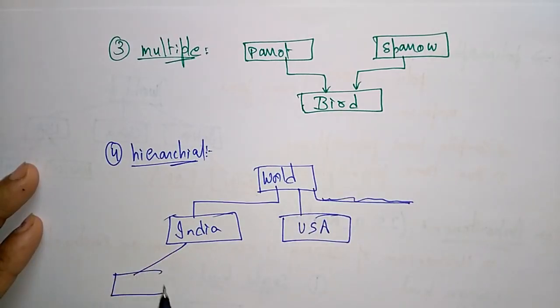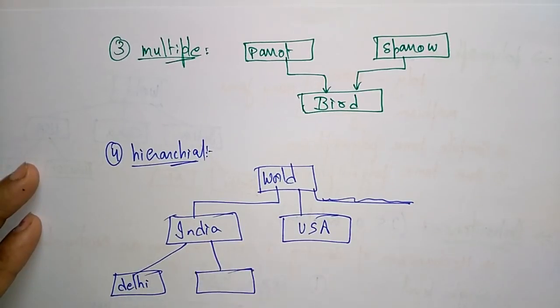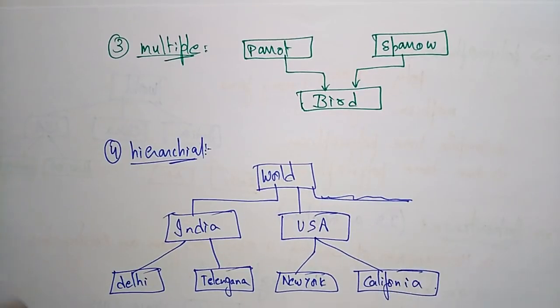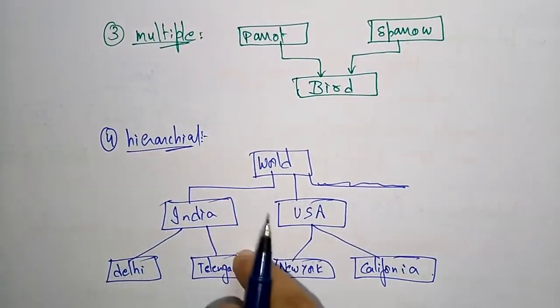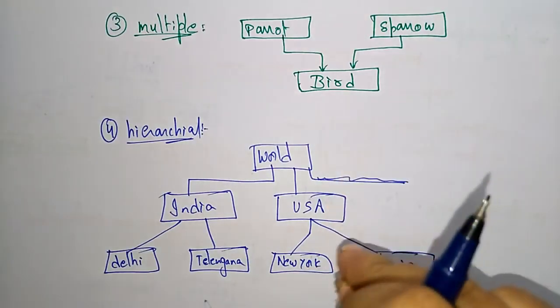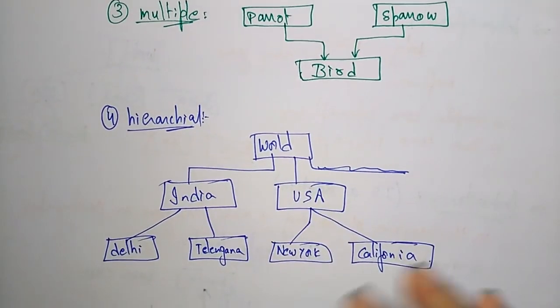In India, you have Delhi, Telangana. In the USA, you have New York, California. Okay, so this is the way you represent the hierarchical model. You have the parent class and child classes. So this is the representation of hierarchical inheritance.